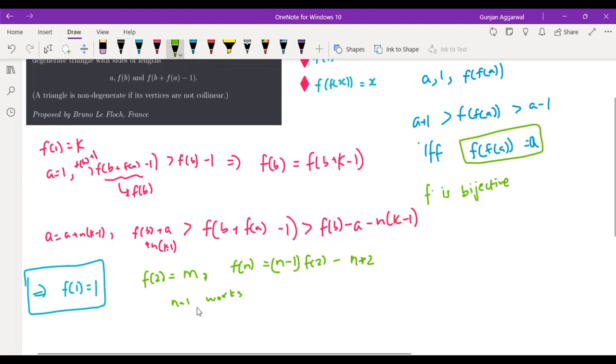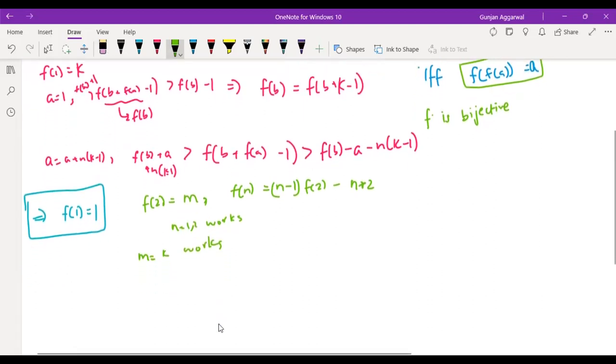So you put f of 2 is equal to 1 times f of 2. Yeah, that is true. Now we will induct. So we know that n is equal to k works. Now we work for n is equal to k plus 1. Now just put a is equal to 2, b is equal to n plus 1.